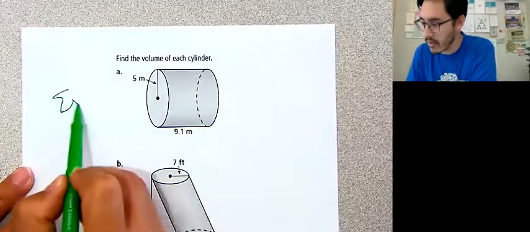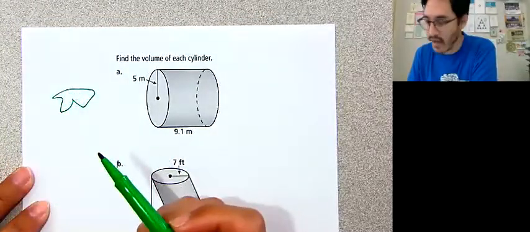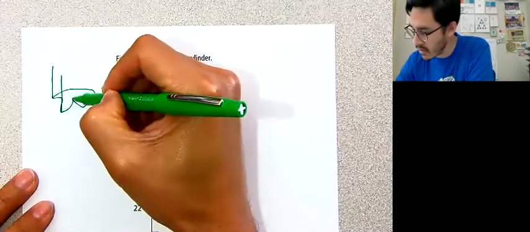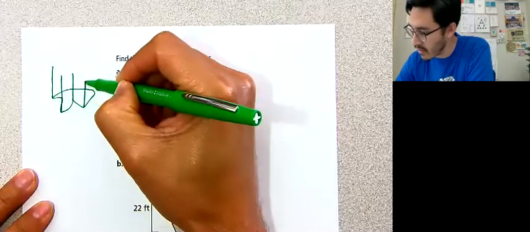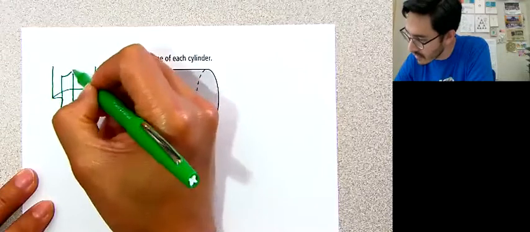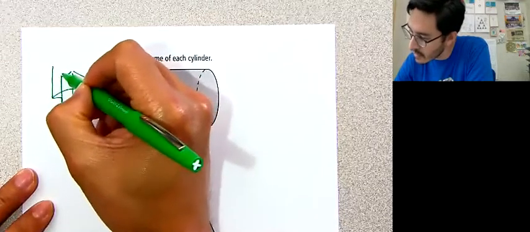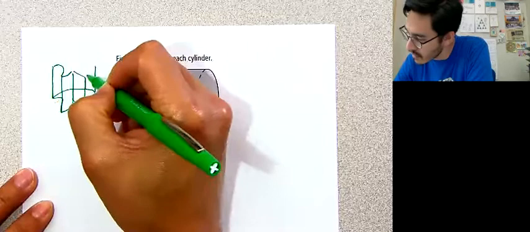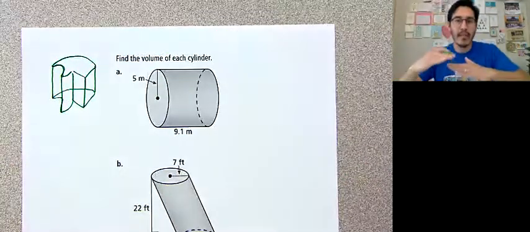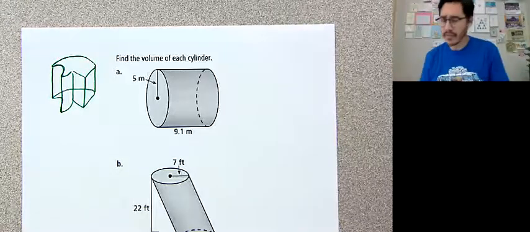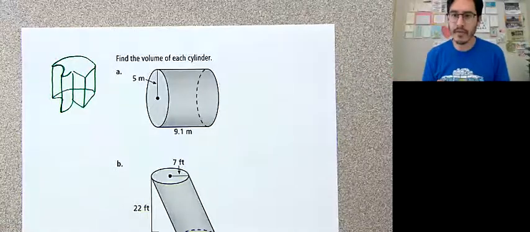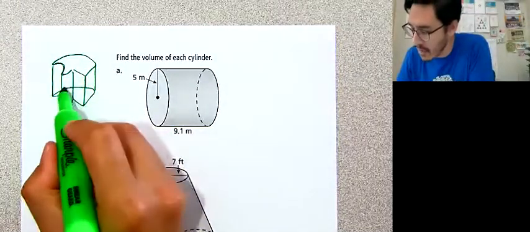So let me just make some random looking base. Okay, and so if we just take that base, lift it up, that produces a three-dimensional figure. Doesn't matter what shape the base is. I just made a random shape here.